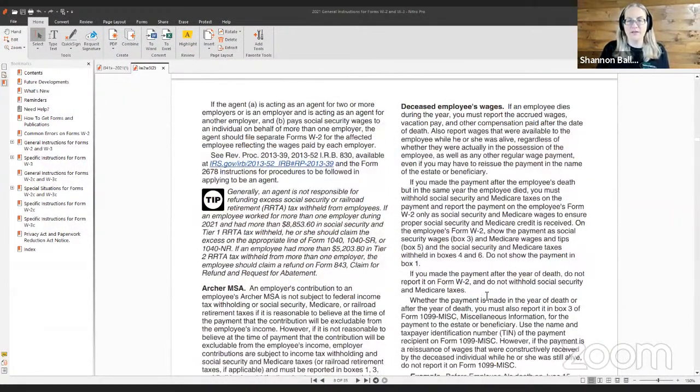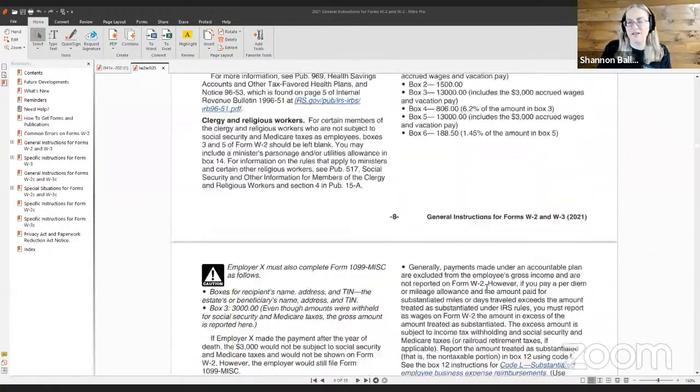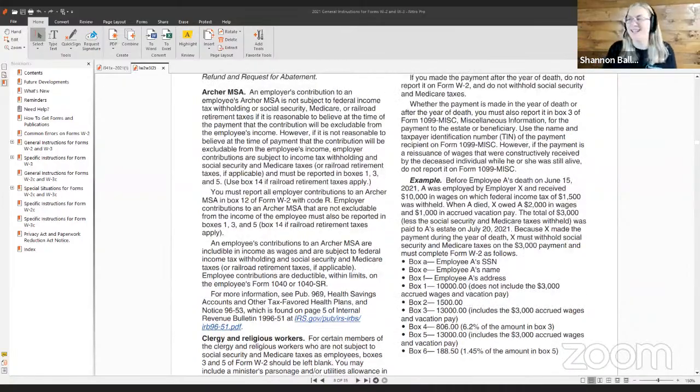And that's where we're going to leave it off today. Tomorrow we'll start talking about deceased employees' wages because they get fairly complicated and there's a lot of instructions on them, as you can see.